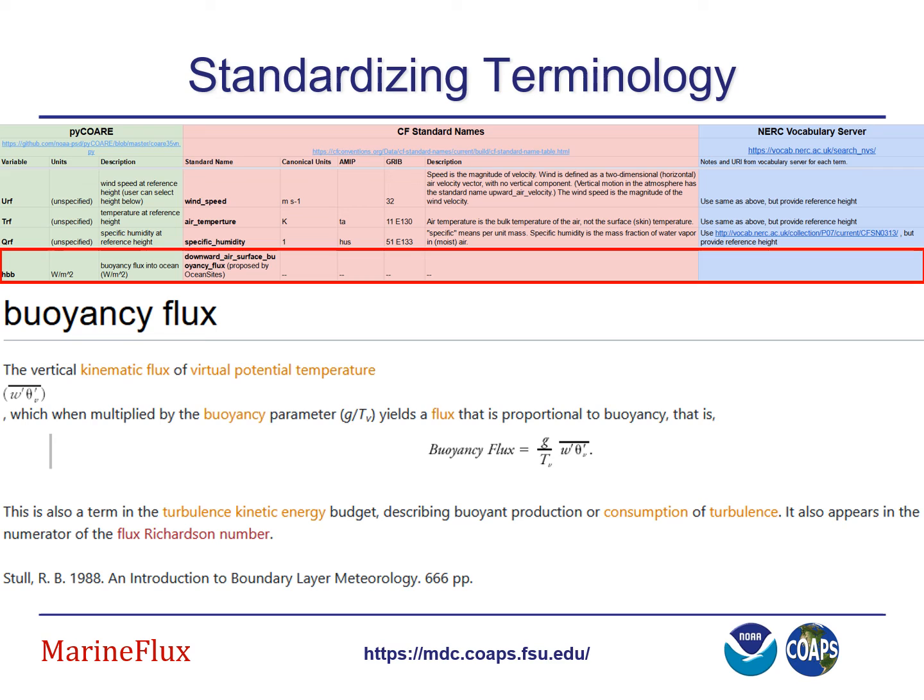For example, someone who wanted to plot the buoyancy flux along a ship track would not need to figure out that the NetCDF variable is named HBB, because they can just search for the variable with its standard name attribute set to downward air surface buoyancy flux. Basically, this means that code can be written to be more general purpose rather than specific to certain datasets.